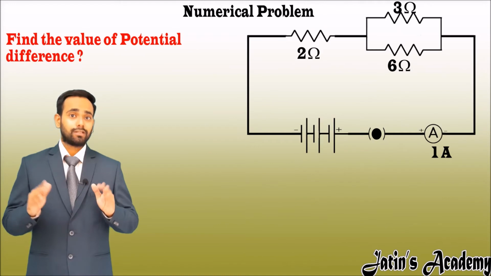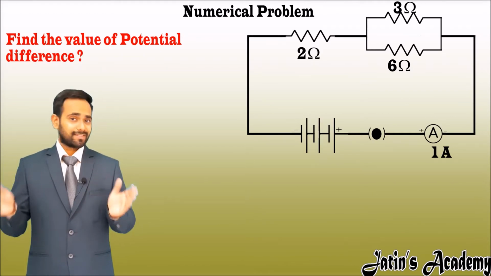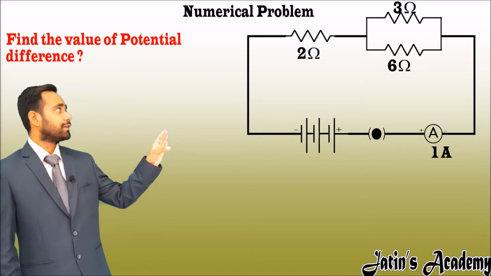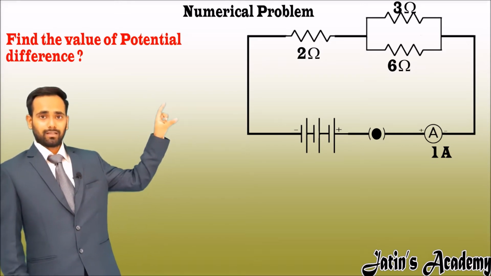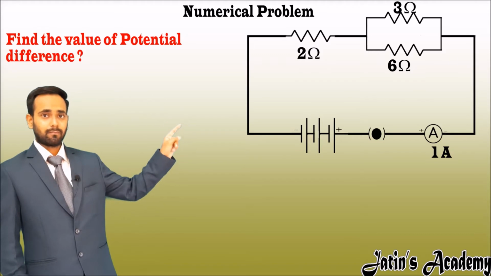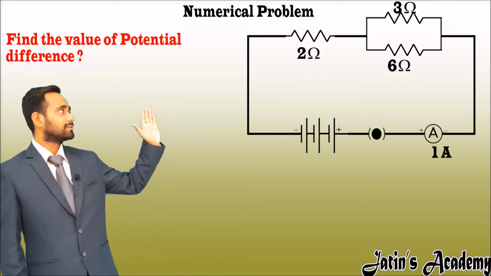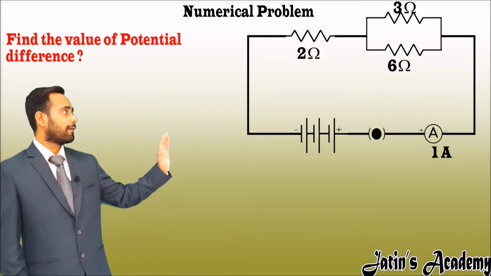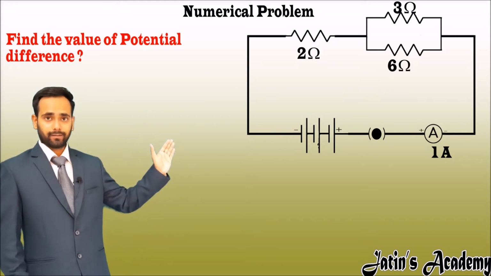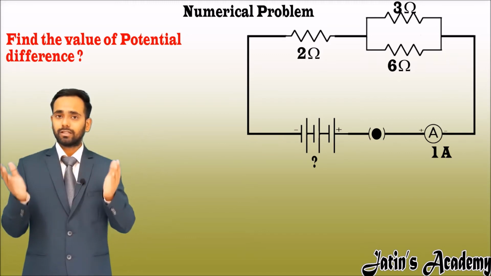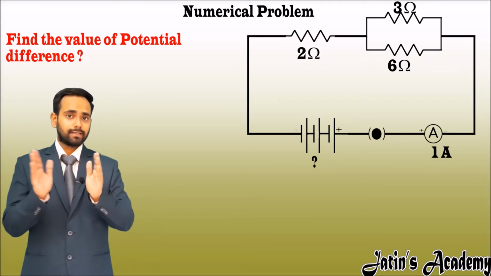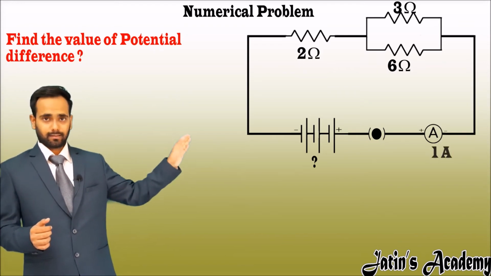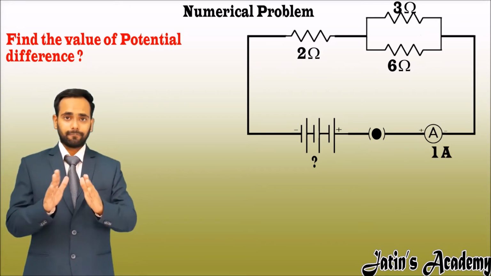Our next question is based on the combination of series and parallel resistances. Here I have a circuit in which two resistances are in parallel, 3 ohm and 6 ohm, and one resistance of 2 ohm is in series with the whole combination. Now we have to calculate the value of the battery, meaning the potential difference needed in this circuit so that 1 ampere current can flow. So we have to calculate V.